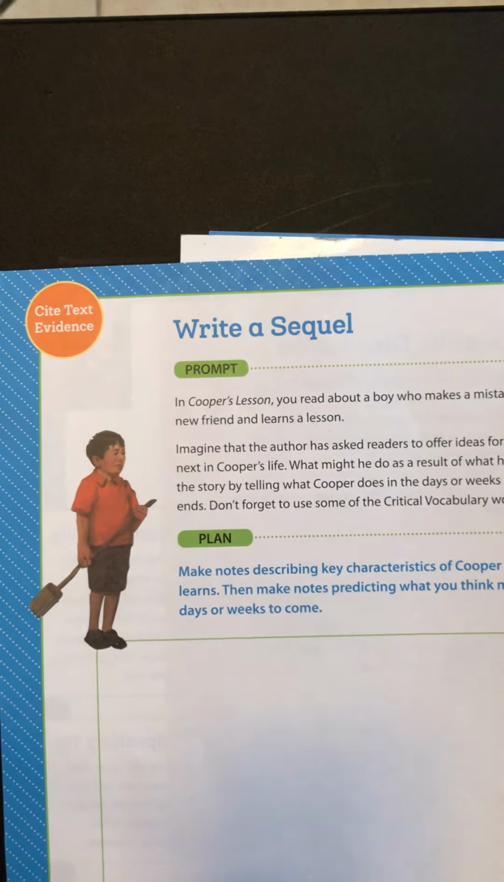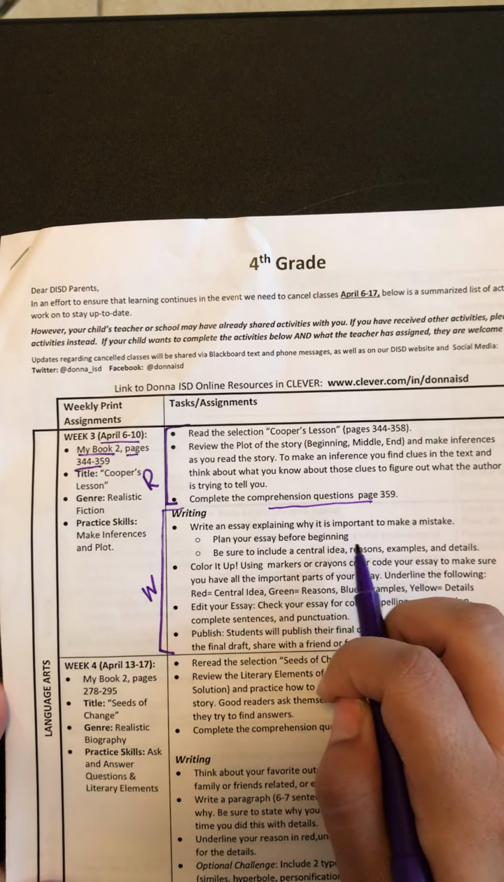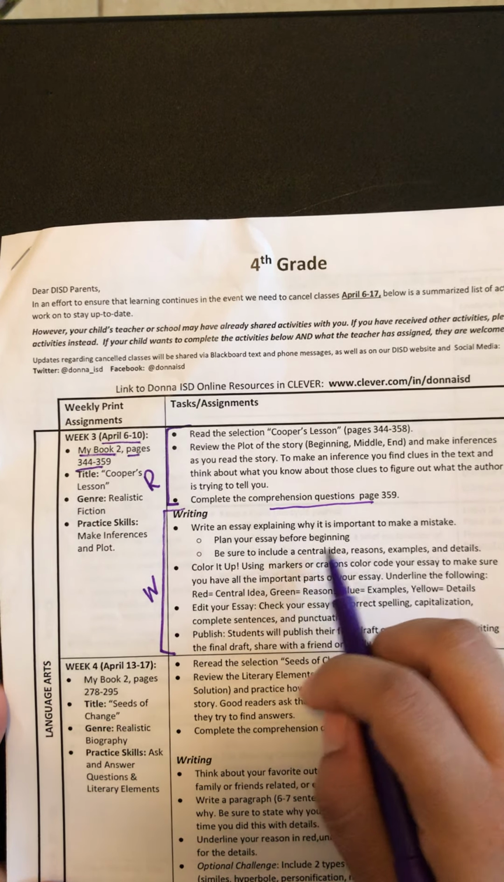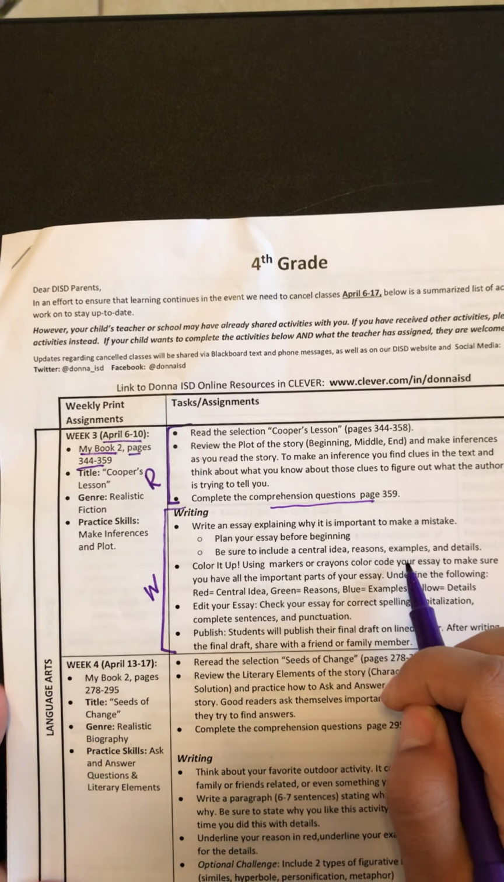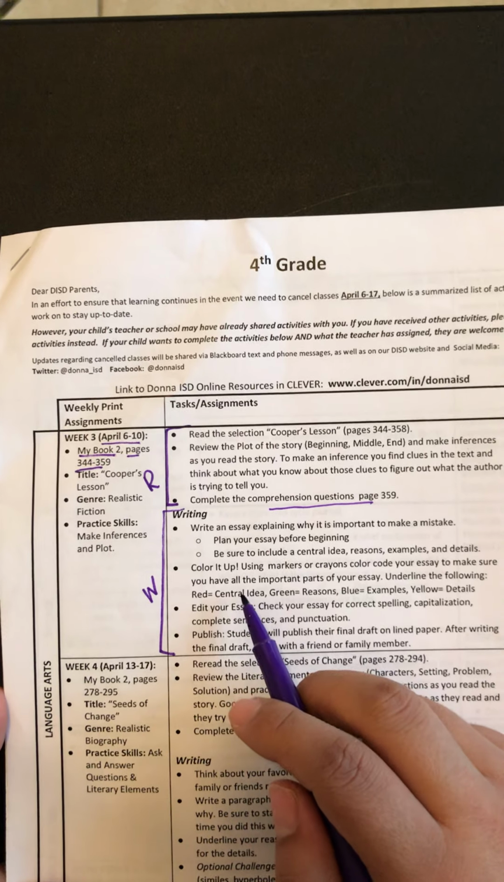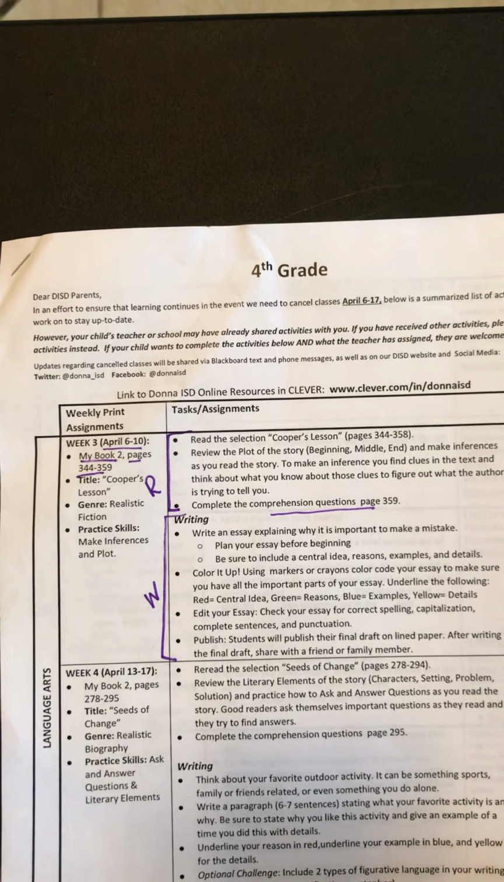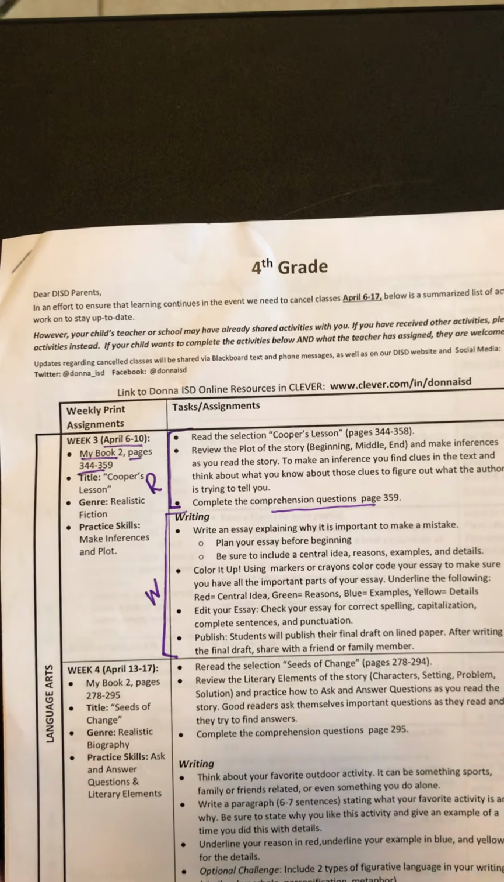Let's move on to writing. For writing, boys and girls, it says write an essay explaining why it is important to make a mistake. Plan your essay before beginning. Be sure to include the central idea, reasons, examples, and details. So you all have your line paper, boys and girls. I gave you guys a sheet of line paper and I gave you a final draft paper.